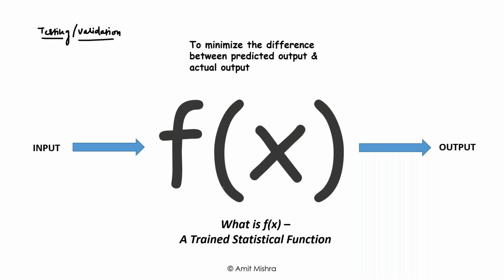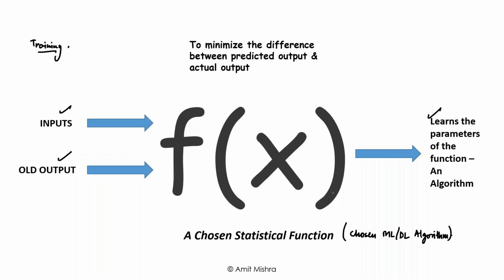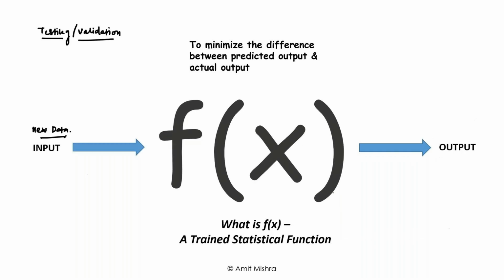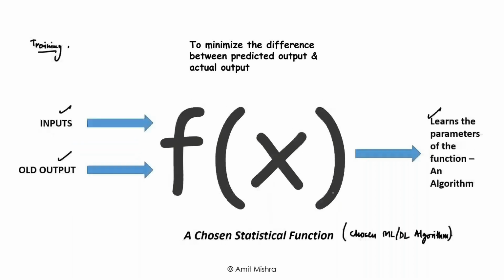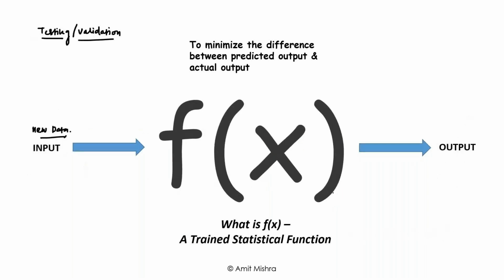In this phase, we will measure the performance on new data. You will feed that to your already trained statistical algorithm. Remember, this f of x is the same one which we used before. First it has to go through the training, and once it has finished its training, it will be called a trained statistical function. Now this function is ready to make predictions.